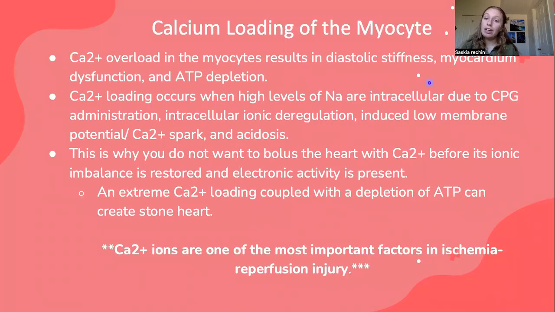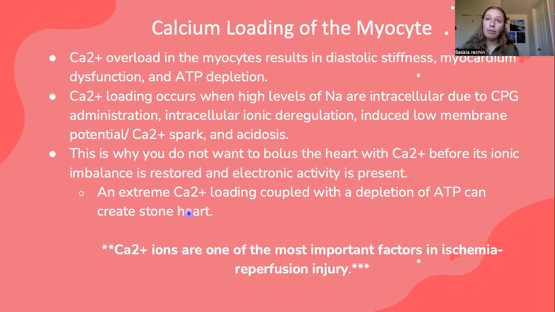Next up, we have calcium loading. Calcium is one of the most important factors in ischemic reperfusion injury because it has such widely affecting damage and it can affect so many things. Calcium loading itself causes diastolic stiffness, myocardial dysfunction, and then ATP depletion. We'll go over the exact mechanism of calcium loading in the next slide. But overall, with really significant calcium loading and ATP deficiency, you can have stone heart induced regardless of your cardioplegic delivery. So you want to be really careful about this.